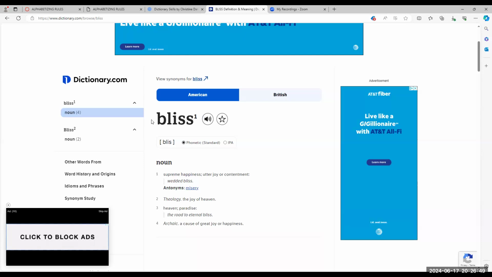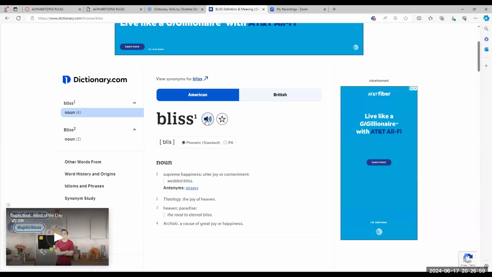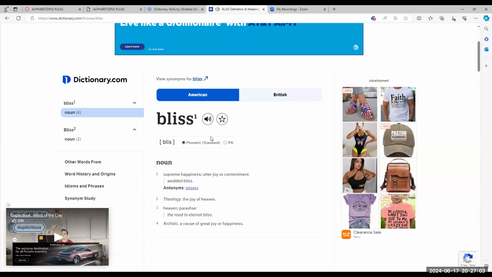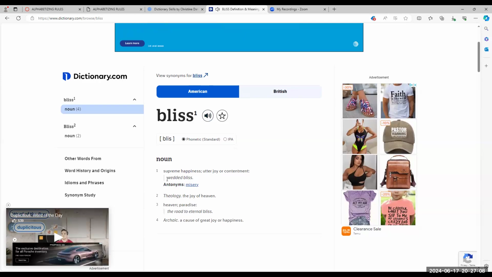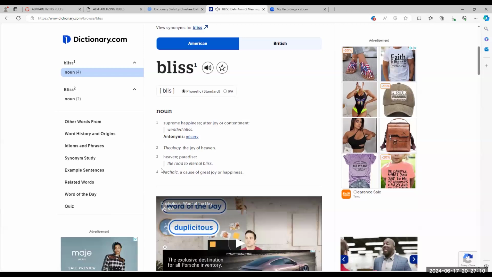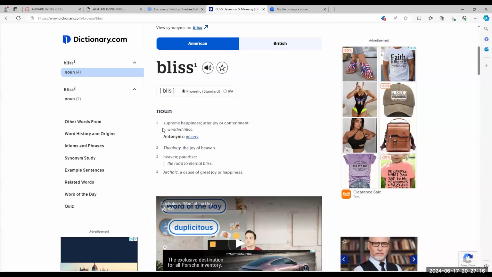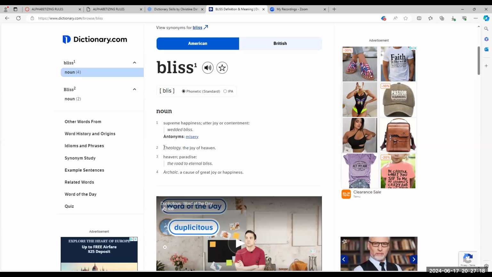So you can see what do we find? We find bliss, right? We find the International Phonetic Alphabet of how it's spelled. We can play it, and it will tell us how it will sound. And what do we know? We know that it is a noun, and we know the definition, right? Supreme happiness or utter joy.